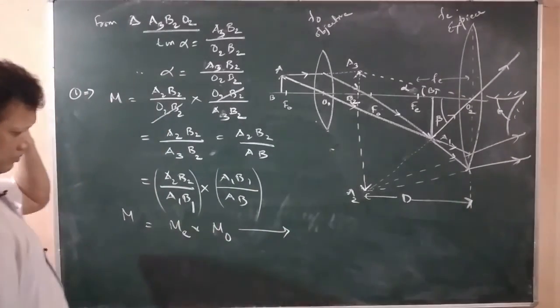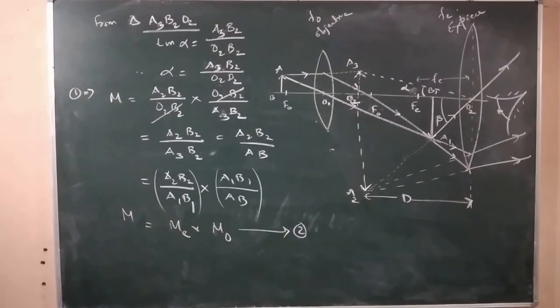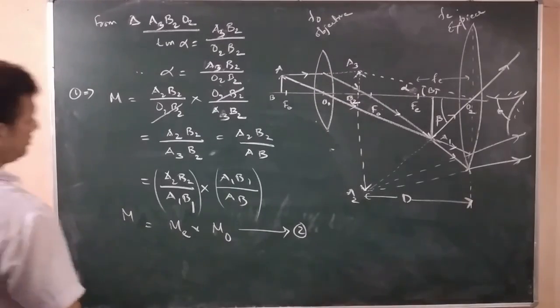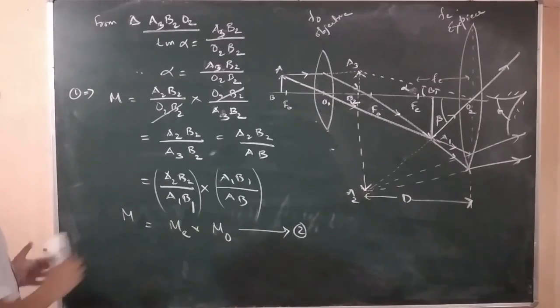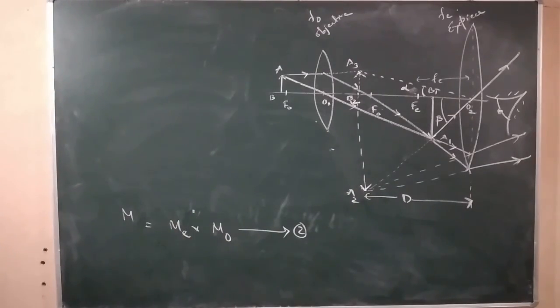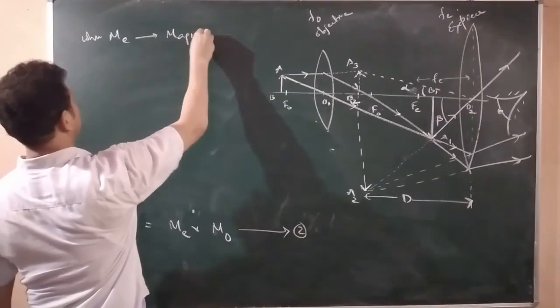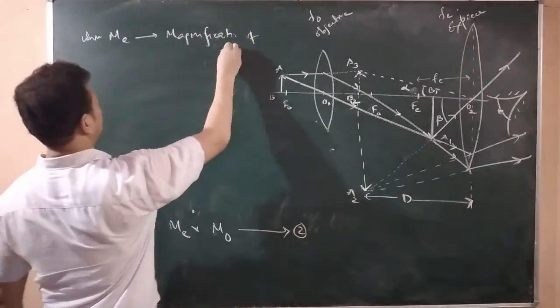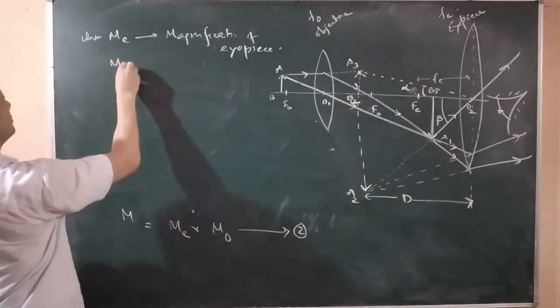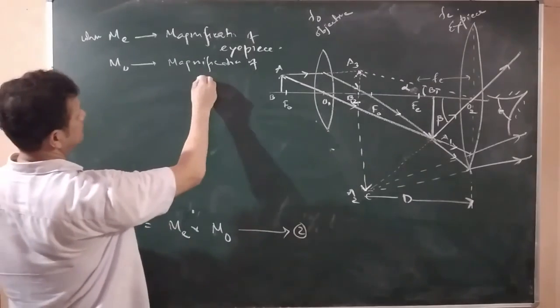Equation number 2. Now you see, where ME is the magnification of the eyepiece and M0 is the magnification of the objective.